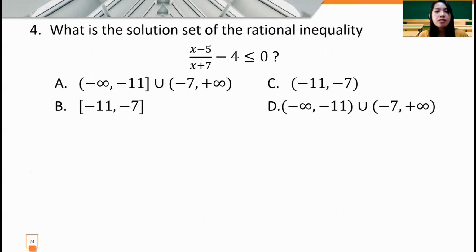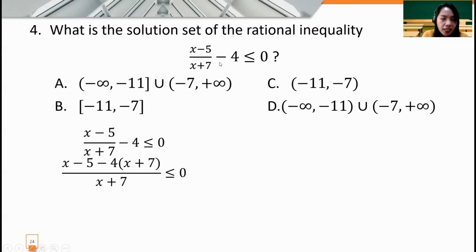Number 4, what is the solution set of the given rational inequality x minus 5 all over x plus 7 minus 4 less than or equal to 4? So, from here, dapat nating gawing single term ang left side ng inequality, single term. So we're going to find the LCD since ang second term ay whole number which is 4 or an integer which is 4. Ang denominator niya ay 1. Ibig sabihin ng LCD ng x plus 7 and 1 ay x plus 7.